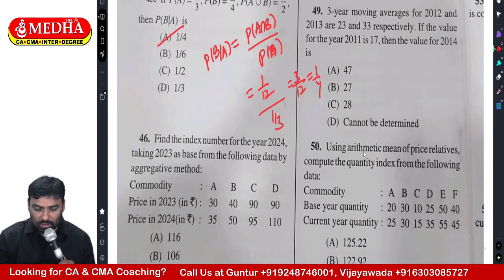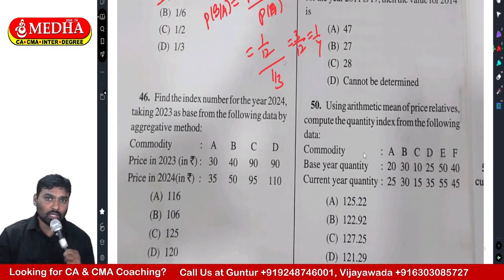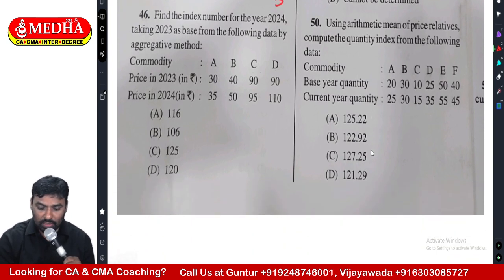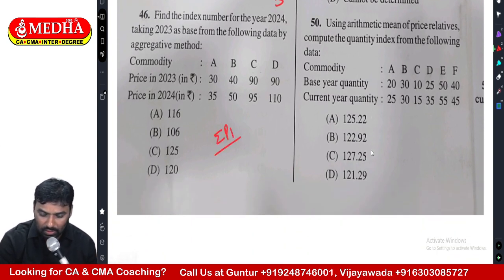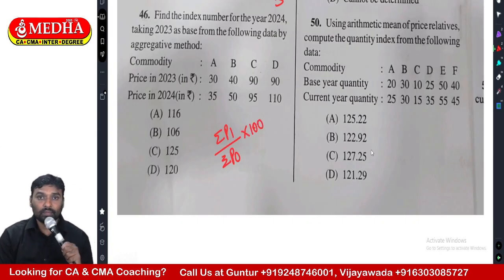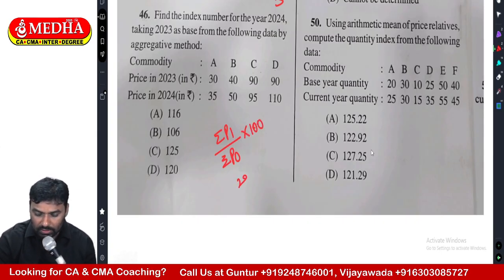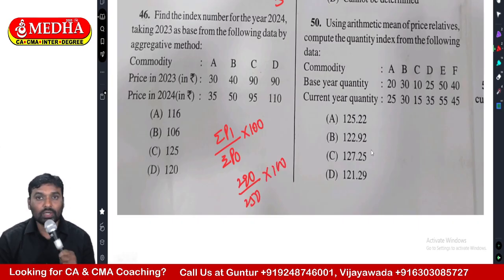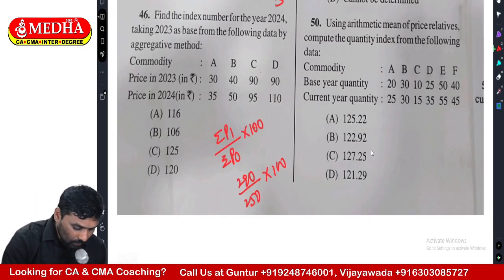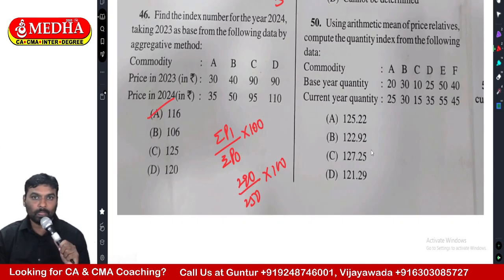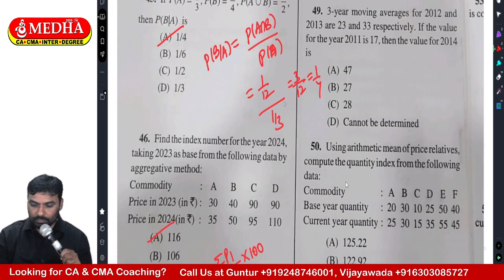In index numbers, a problem was asked on the simple aggregate index number formula. Simple aggregate index number formula is summation P1 divided by summation P0 into 100. Here sum of current period prices is 290, sum of base period prices is 250 into 100. 290 divided by 250 into 100, we got 116. Then option A is correct.